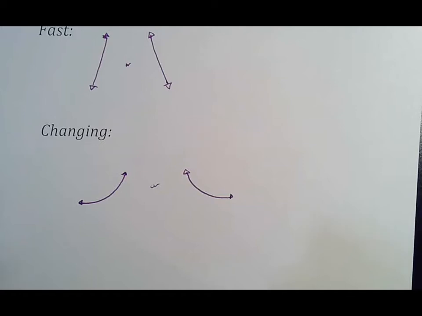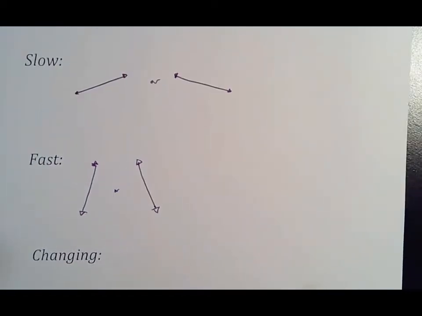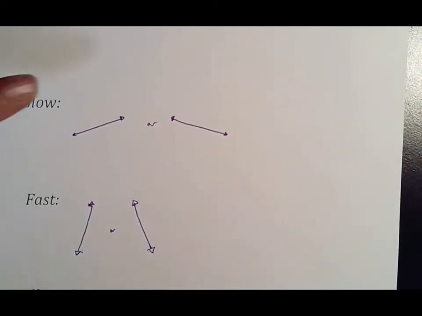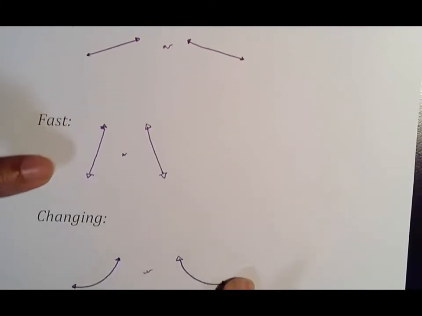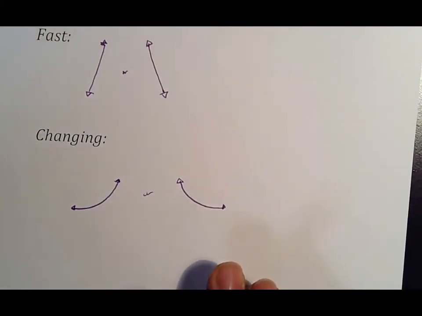So those are your key ideas for rates of change: positive, negative, slow, 0, fast, changing. You don't have to use all of them today, but you should at least understand them if you see them in terms of what's going on. Alright?